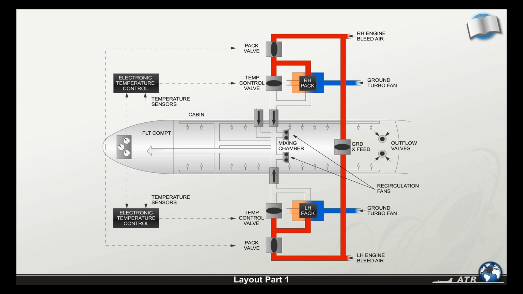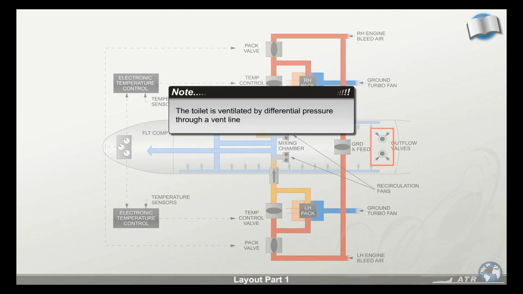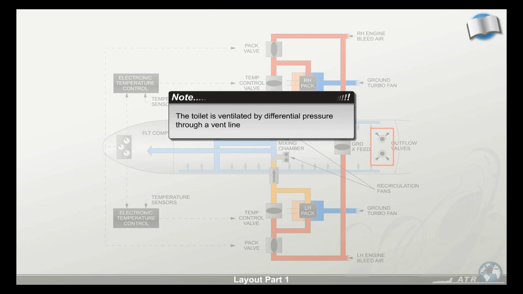The conditioned air is blown into the cabin by outlet ramps. They're located under the overhead bins. The air is then evacuated through guides along the cabin sidewalls at floor level. A part of the air is recirculated by the fans. Outflow valves evacuate the other part of the air to the outside of the aircraft. Note that the toilet is ventilated by differential pressure through a vent line.